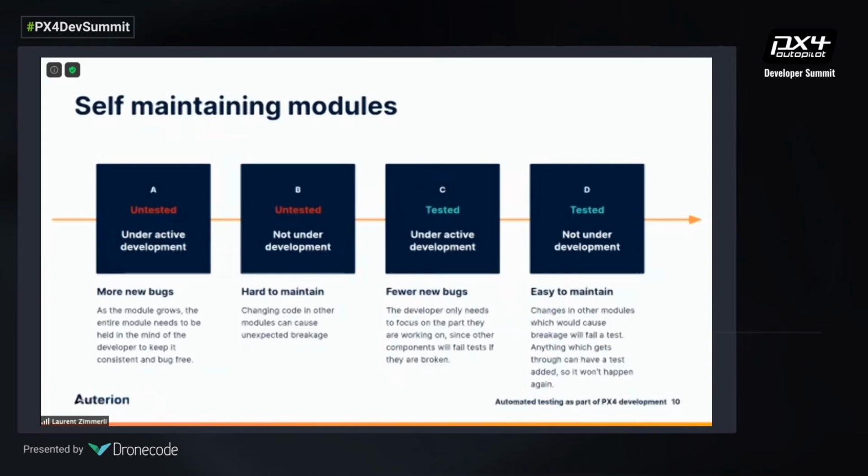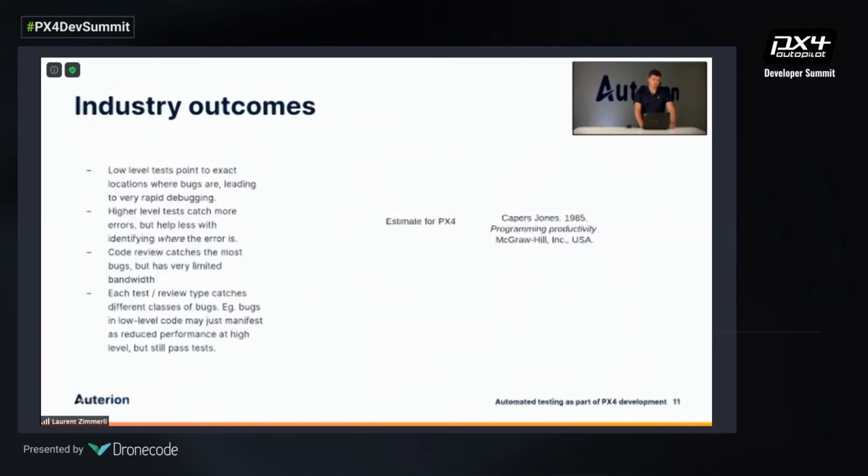If you have untested code that is under active development, you end up with more bugs. If you have untested code that is not under active development, this code is hard to maintain because it's probably not specified or documented very well exactly how it should behave. Whereas if it was tested, it would be easy to maintain because the tests say exactly what the code is meant to do. And if you had tested code that's under active development, fewer new bugs.